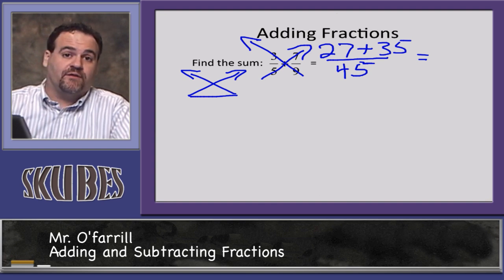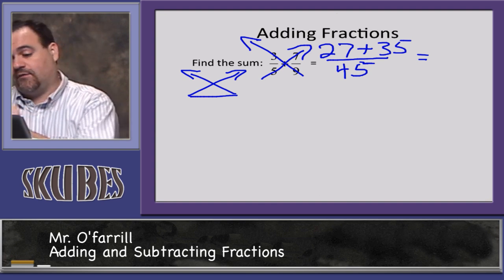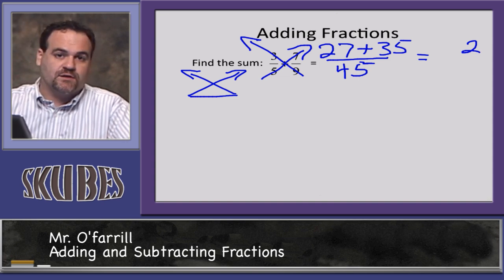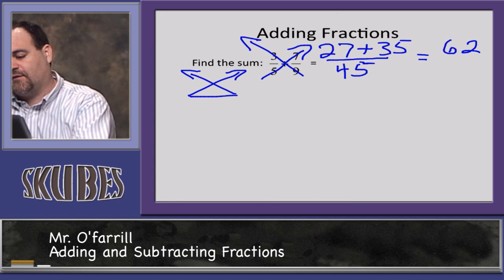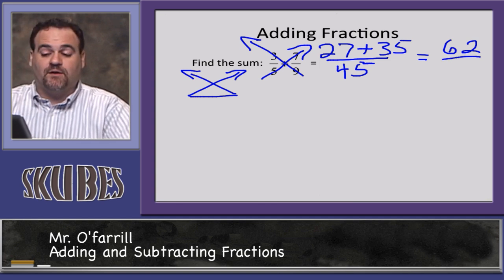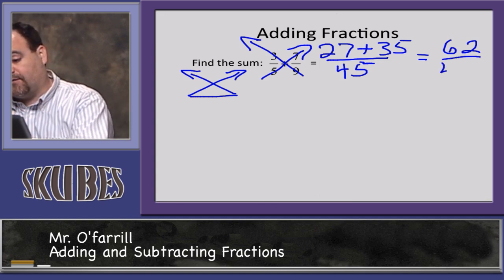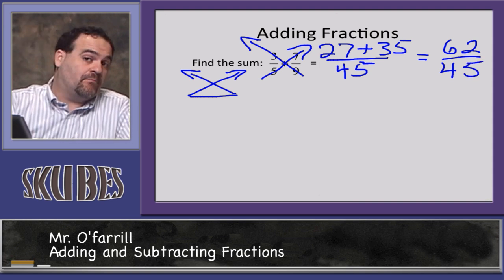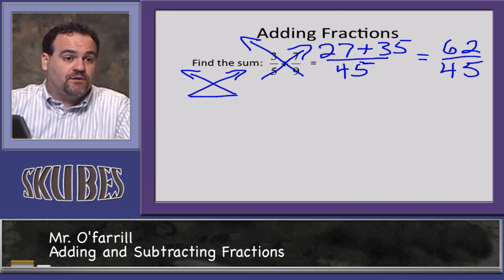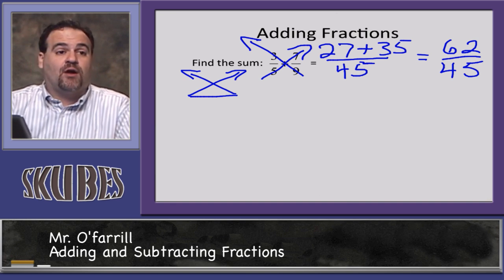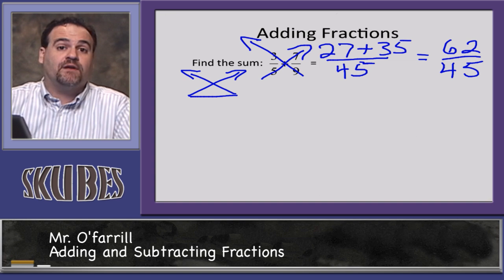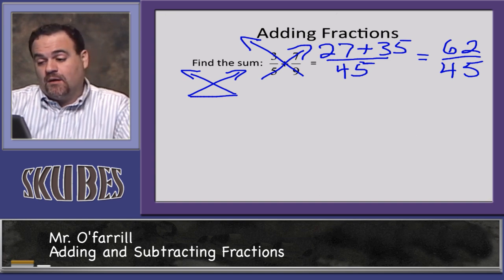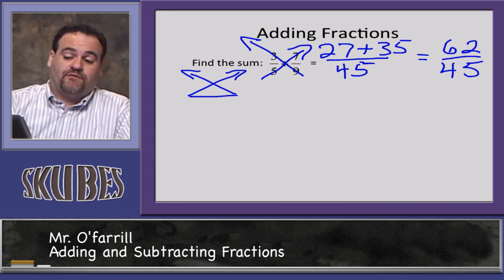Add 27 and 35. 7 and 5 is 12. There's our 2. 2 and 3 is 5, plus the 1 we carried over, that's 6. And that's going to be over the number 45. Again, it's an improper fraction, so it's between you, your teacher, and the context of the problem to determine if this is an okay way to leave the answer or if you need to convert it into a mixed fraction. But I can say right now, this is the final answer.